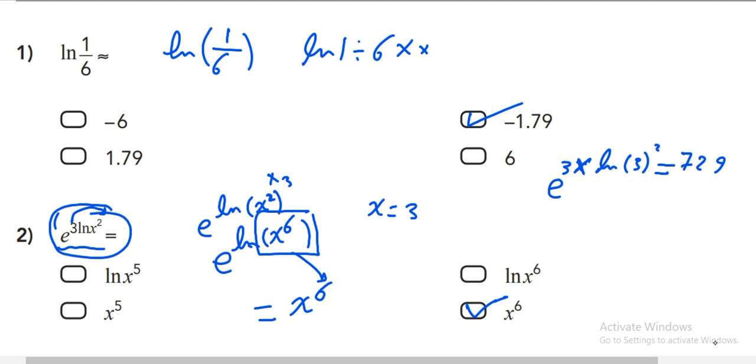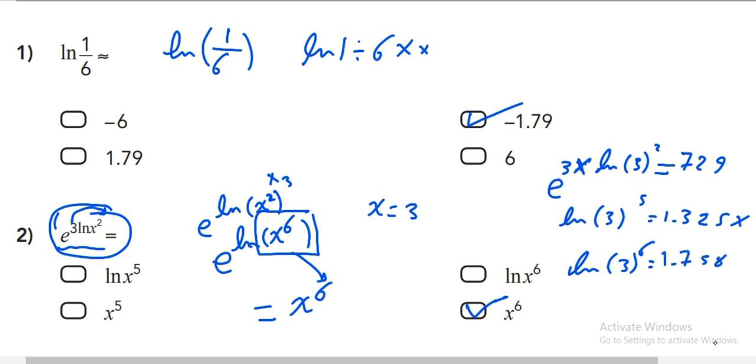The answer will be, if you use a calculator, 729. We will put the same value in each choice, and the choice which will give the same value is the correct answer. If you put 3 in the first choice, you will get 1.325. This is not the answer because it's not equal 729. In the second choice, 3 to the power of 6 equals, on the calculator, 1.758. It will be wrong because it's not equal to 729.